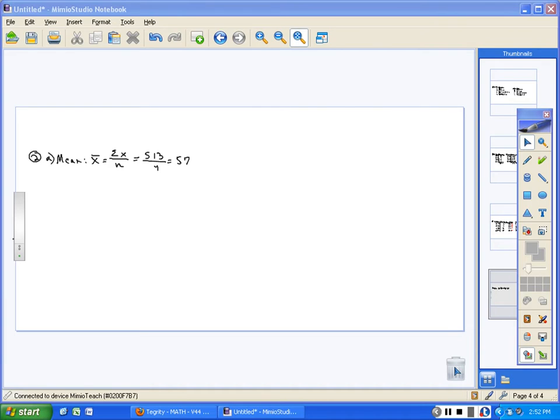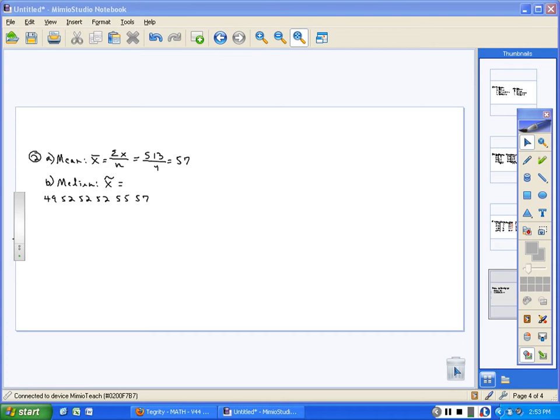57. The second question asks you to find the median, and to find the median, you have to first put the numbers in order. The symbol for median is x with a tilde. So the numbers in order are 49, 52, 52, 52, 55, 57. Oops, there's two 55s.